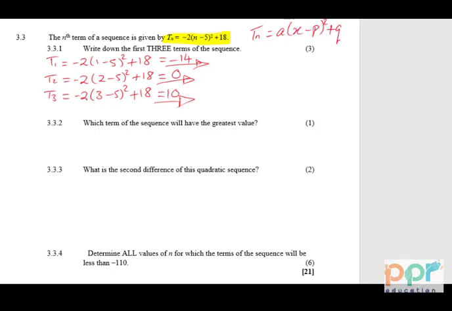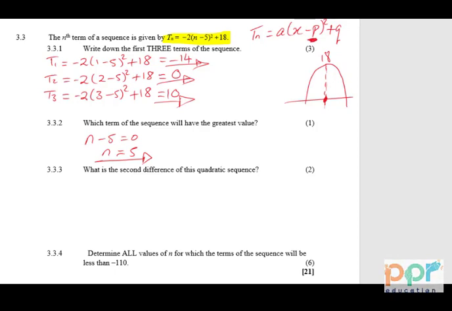So when they ask which term of the sequence has the greatest value, this p value identifies the axis of symmetry, whereby since it's concave down, we will have the greatest value, which will be 18. So the term that gives us the greatest value, the x here has to be 5. It's where n minus 5 is equated to 0, so n is equal to 5. So that is the term that will be the greatest in this sequence.